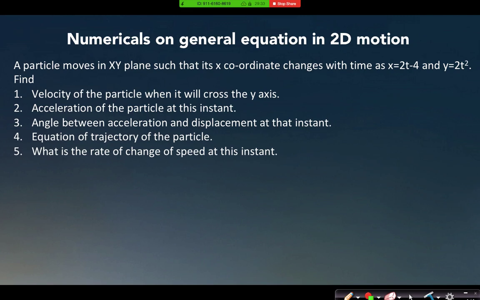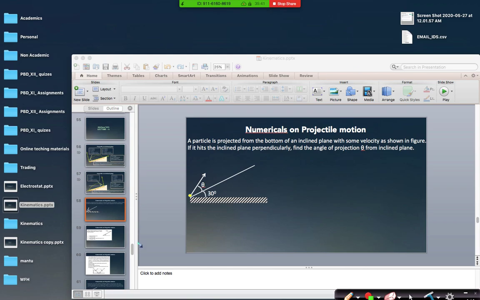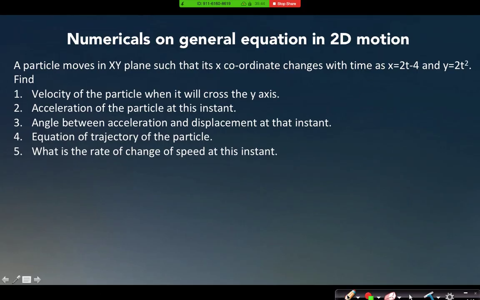We will move to solve these questions. Try to solve this question first. It says x equal to 2t minus 4 and y equal to 2t square. These are the functions of the x and y coordinates. So I can easily find vx and vy just by differentiating these functions with respect to time. What is vx? It is equal to dx by dt. If I differentiate this with respect to time, I will get only 2. And what is vy? It is dy by dt, which is equal to 4t.